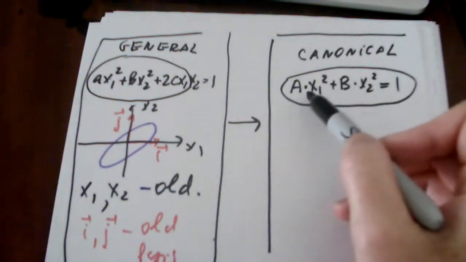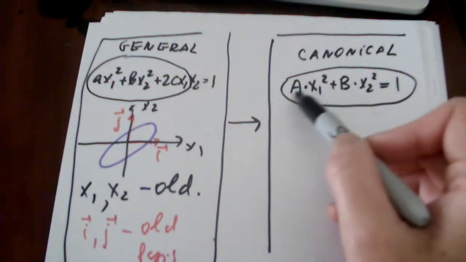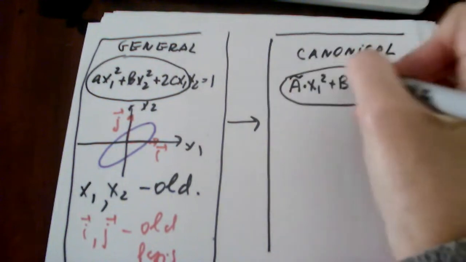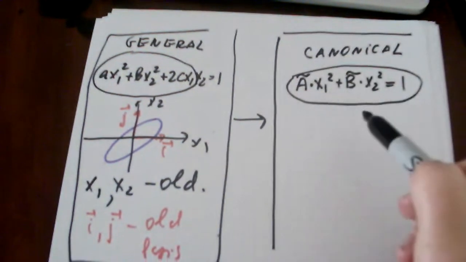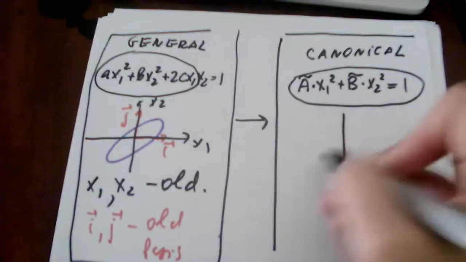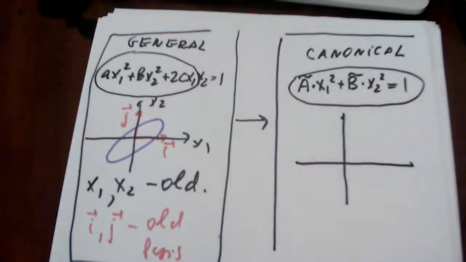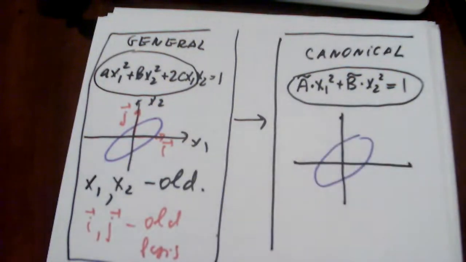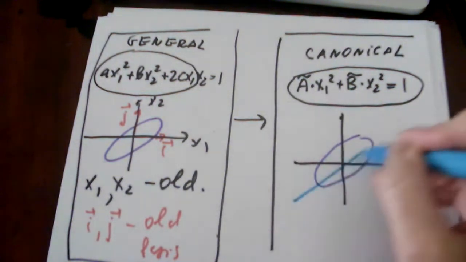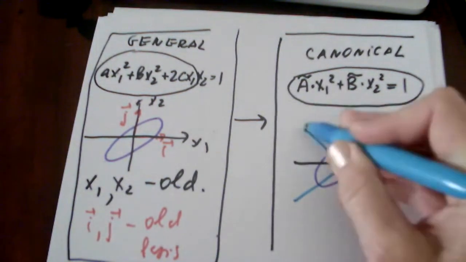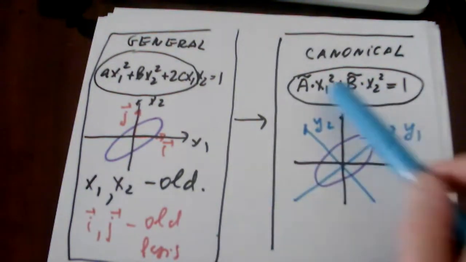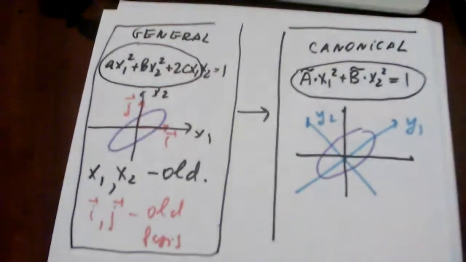Maybe capital is not a very good idea for notation because we usually denote matrices by capital letters. Okay, let's put some sign here. It's just a temporary notation. So what do we want to do? We want to find a new coordinate system. Let's rewrite this ellipse here once again. I'm not lazy about doing this. And we want to find this beautiful coordinate system, this y1 and y2. And it's pretty obvious that in this coordinate system, the equation of the ellipse will look very beautiful.